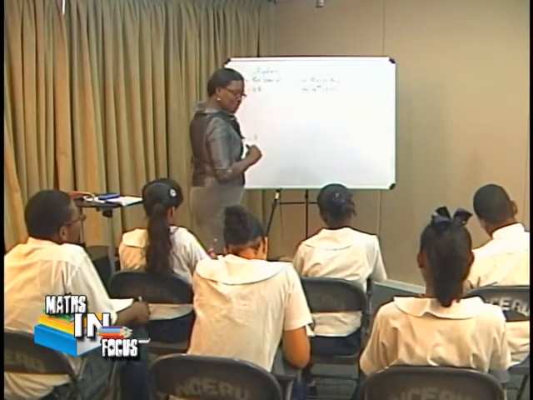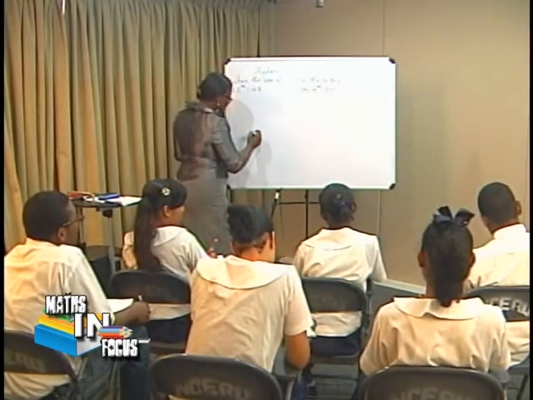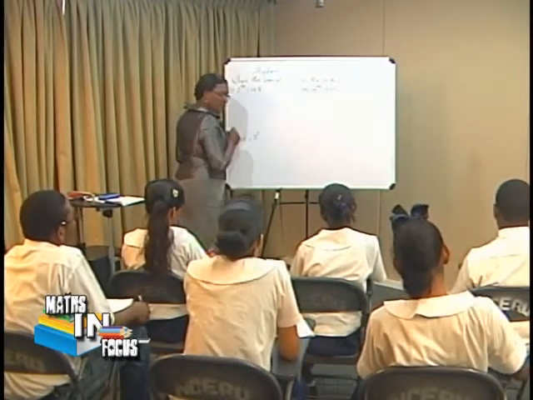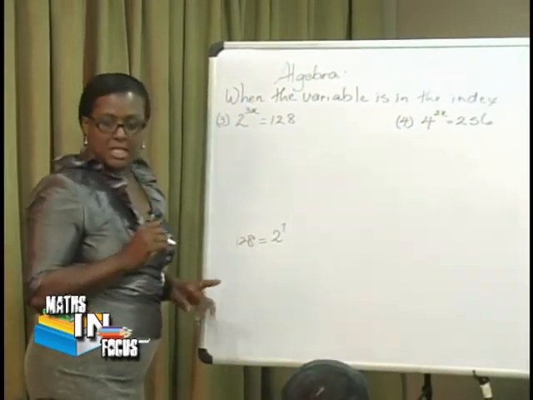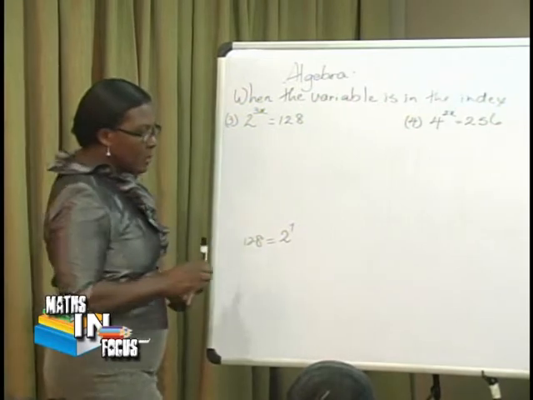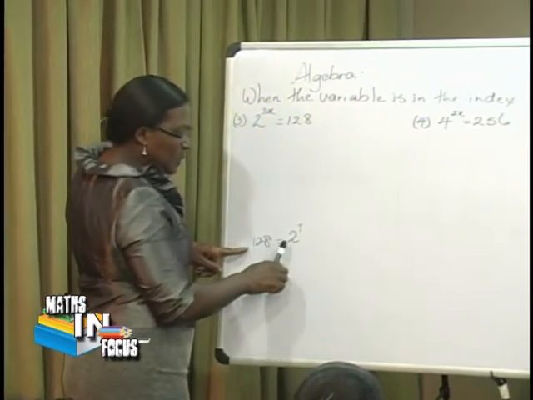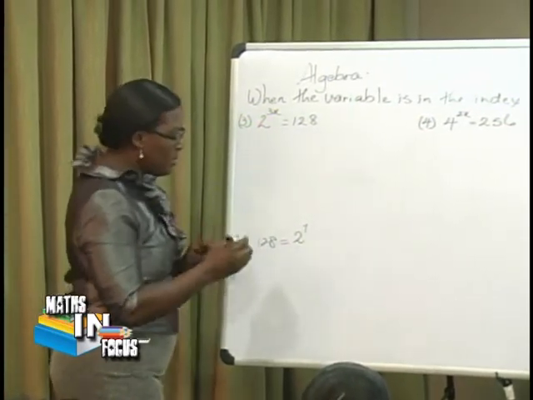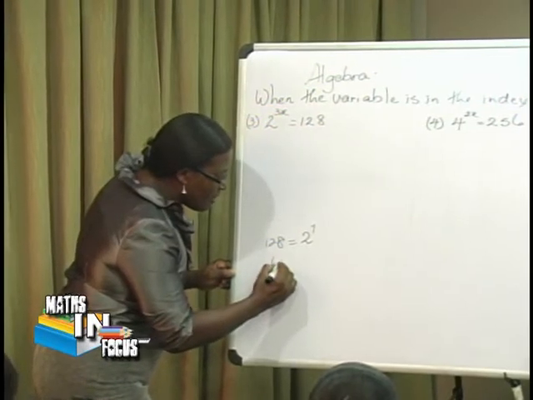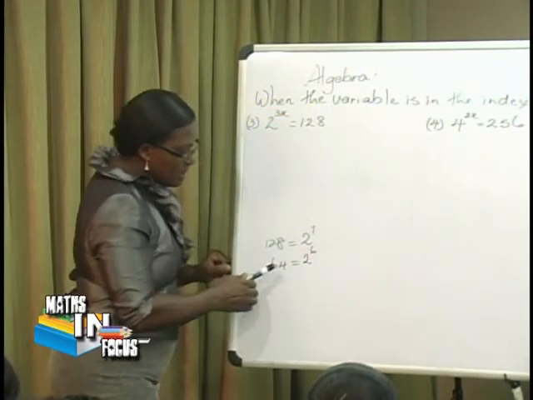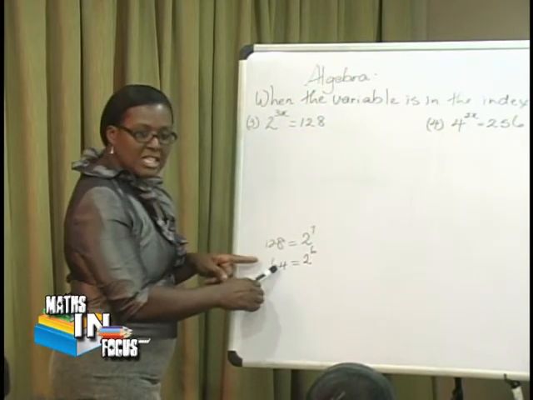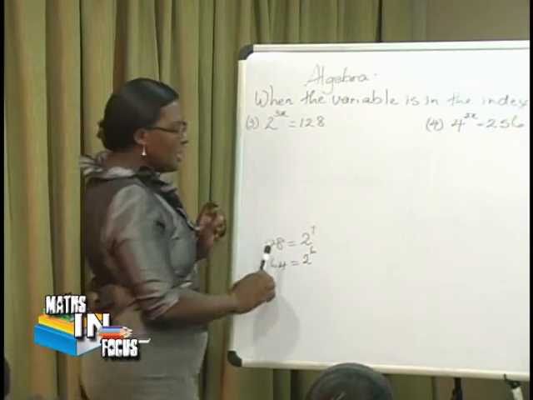Yes, Renicia, what did you get? 7. 2 to the 7th power. 2 to the 7th power is the same as 128. Good? So what we're going to do is replace 128 with 2 to the 7th. And remember, 2 multiplied by itself 7 times is 128. That's one more. Okay? Good.